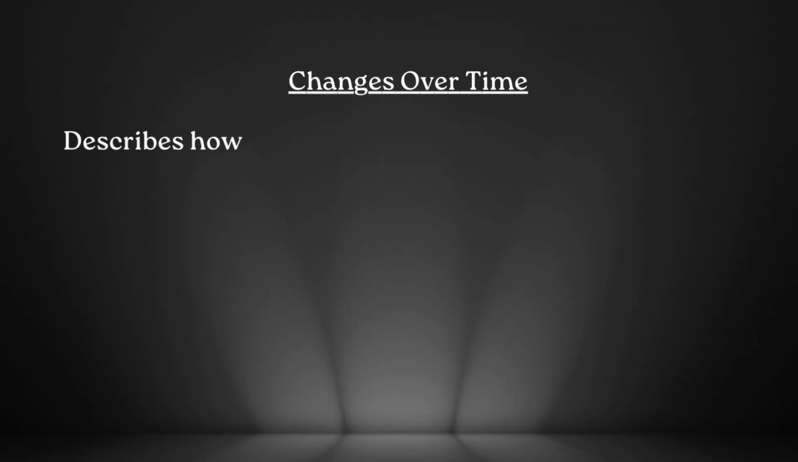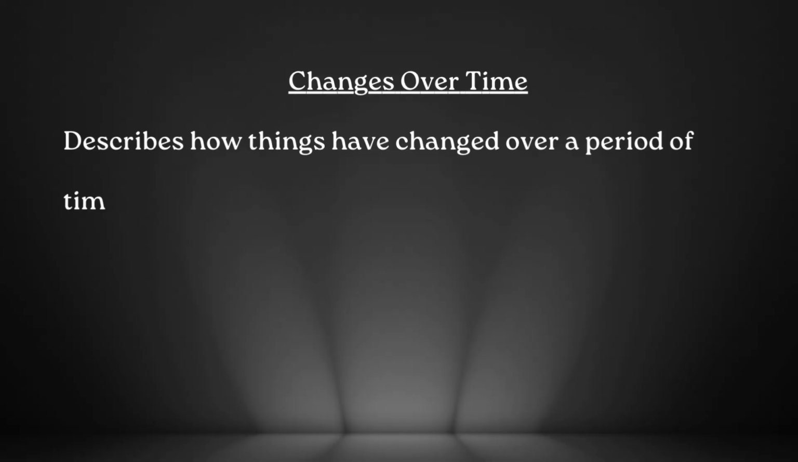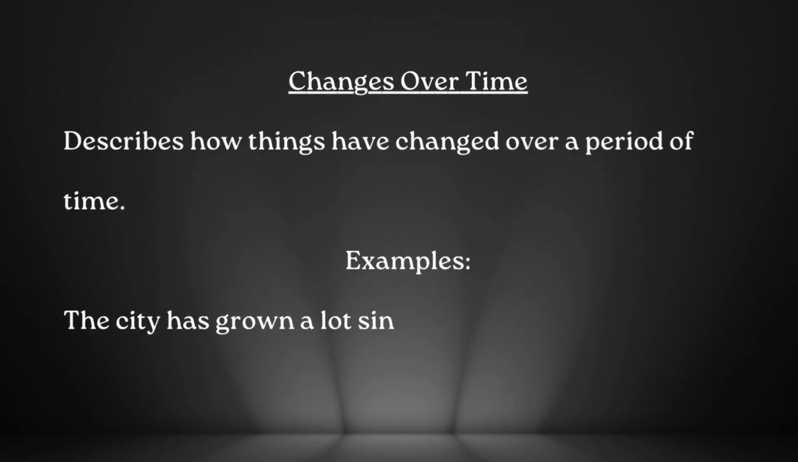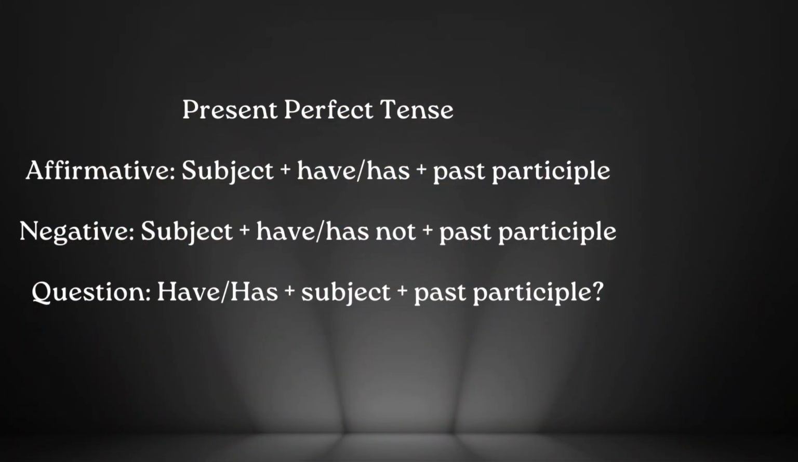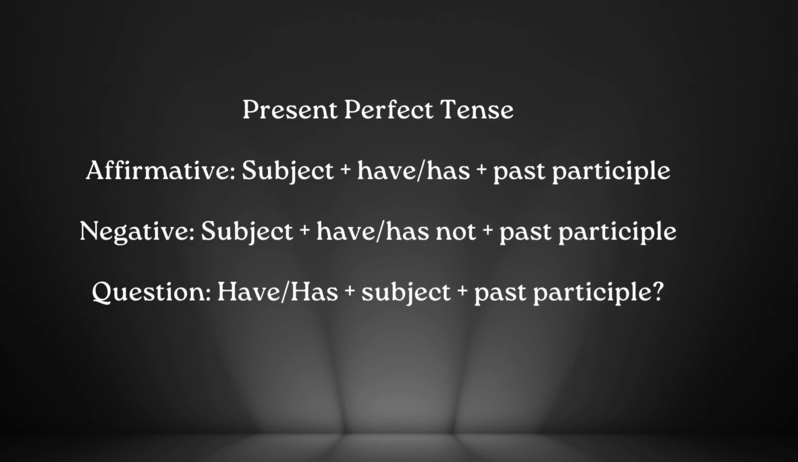Finally, the present perfect tense helps us describe changes over time. For example, the city has grown a lot since I last visited. This tense allows us to capture how things have evolved. Have a look at the structure of the present perfect tense.